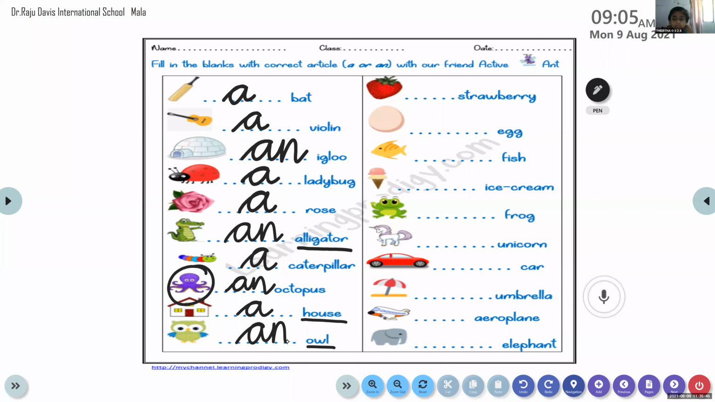Anurag, come on, Anurag. Yes, ma'am. Yes, come on, do it. A strawberry. Yes, a strawberry. So S is a consonant letter, so we have to use a before the word.